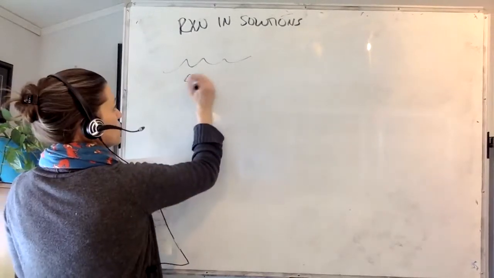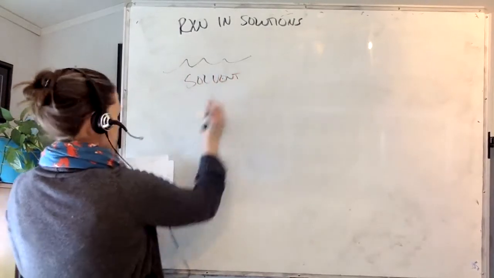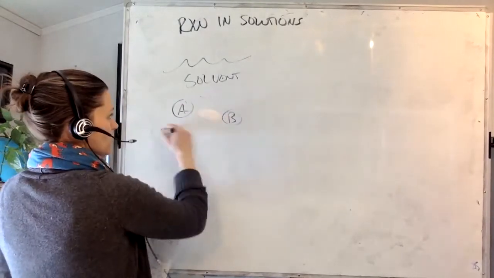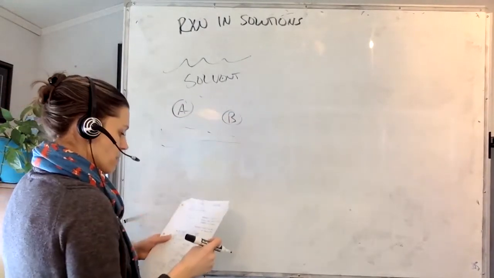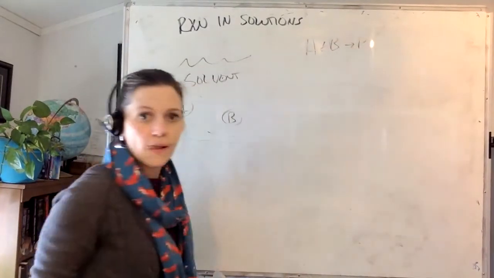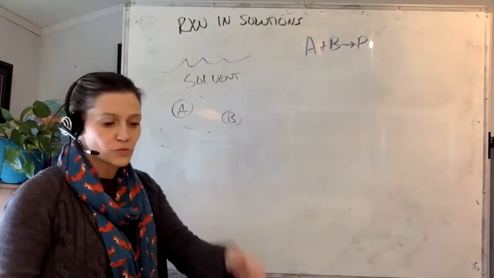Okay, so if we have, and this is happening in solution, a solvent of some sort, and we have our A and we have our B in our solvent, so this is still A plus B yields products. I'm going to switch to a marker that you can read.